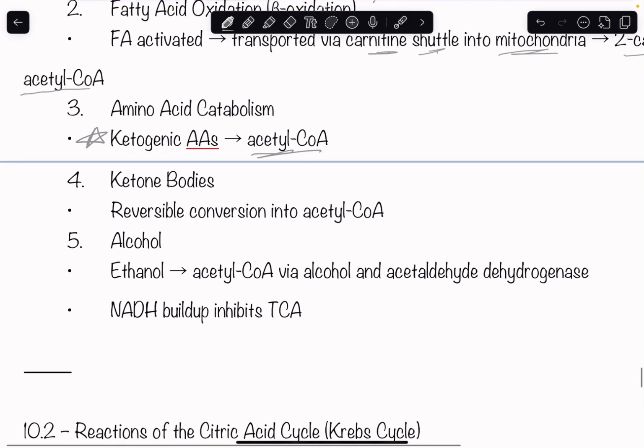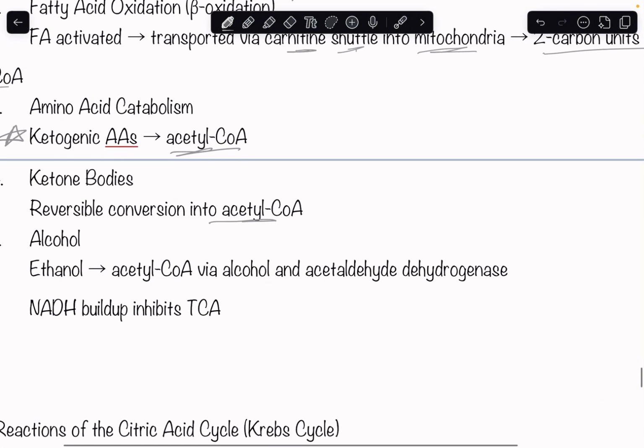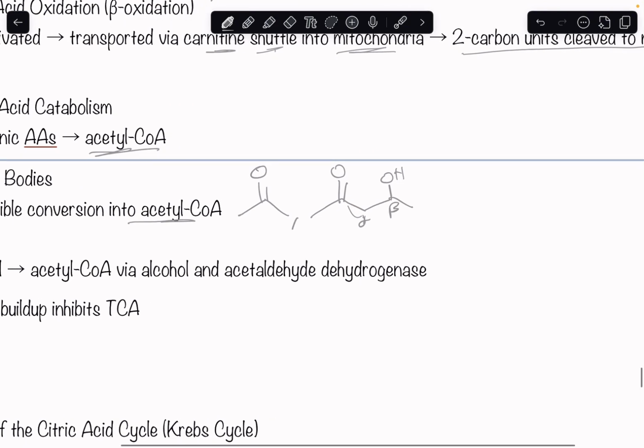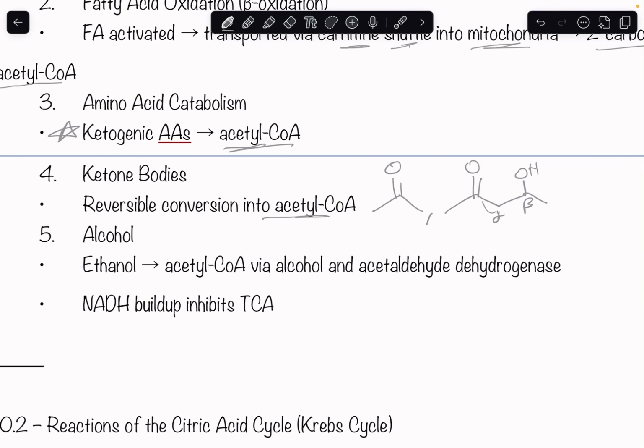Another way is ketone bodies. You can turn these reversible conversions into acetyl-CoA. Okay, so you could turn ketone bodies into acetyl-CoA. There's a few types of ketone bodies, right? Acetone, you have this one. This one is called, I think, beta something, right? Because this is your alpha carbon, and then you have your beta hydroxyl. Those are some examples of ketone bodies, and these will get converted into acetyl-CoA.